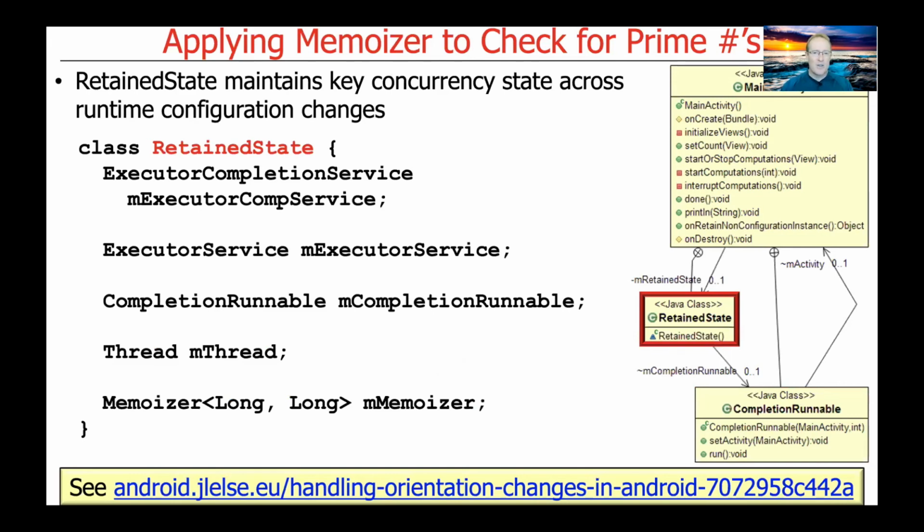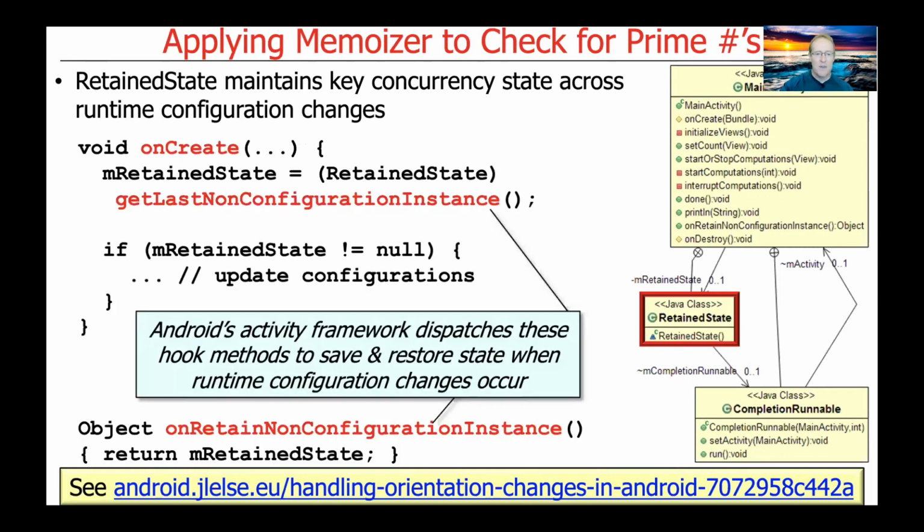Another little sort of Androidism, we store all the state related to concurrency in this thing called the retain state class. So we put the executor completion service and the executor service and the completion runnable and the thread and the Memoizer. We stick all of that stuff in this retain state instance. And then that allows us to use a cool Android technique to be able to retain state across runtime reconfigurations as people move the phone from one orientation like portrait orientation to landscape orientation. That's kind of an Androidism thing, but it's a very clean way to keep computations running in the background while orientation changes are occurring.